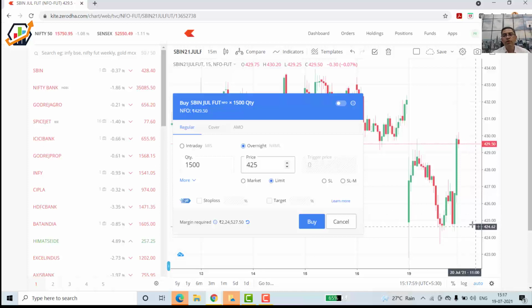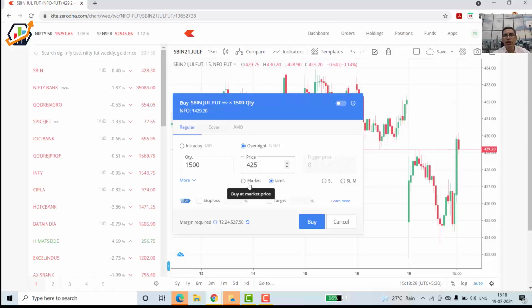After it reaches 425 and the trade gets executed, the order status will change. It will show as executed, and once it is executed, it is going to come into your positions. Till the order is executed, it will not come into the positions. So you understand there are two parts. One is putting the order, and if you put it as a limit order, it is not going to come into the positions until it gets executed.